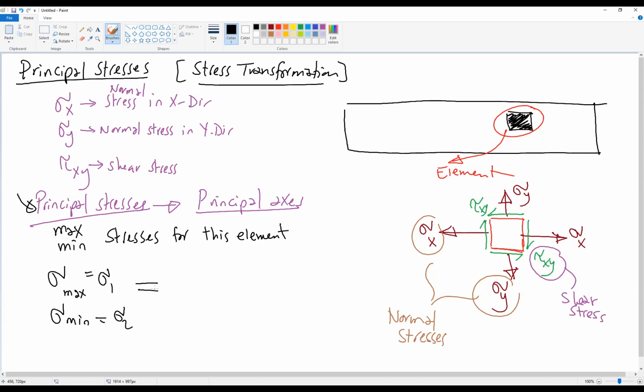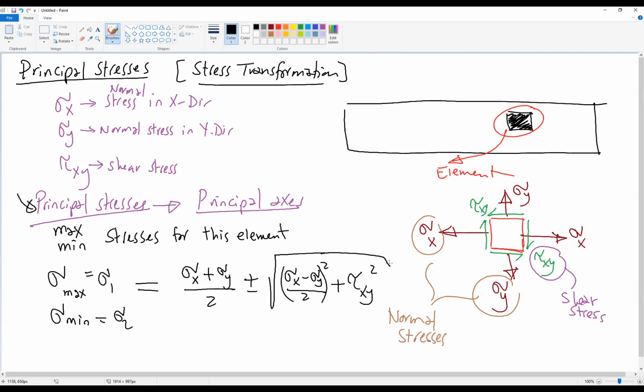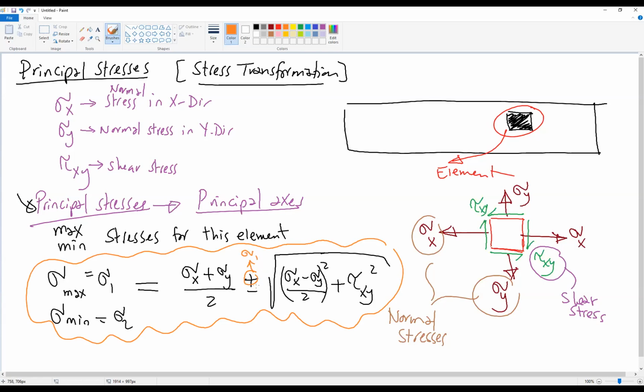The formula for these two stresses is sigma x plus sigma y divided by 2, plus or minus the square root of sigma x minus sigma y divided by 2, all to the power 2, plus tau xy to the power 2. This is the general formula for the principal stress, where plus is for sigma 1 and minus for sigma 2. So if we are asked for the principal stresses for an element, we need to know sigma x, sigma y, and tau xy.